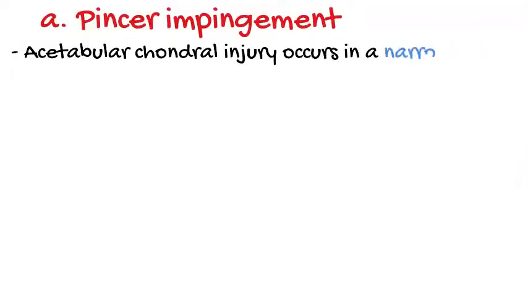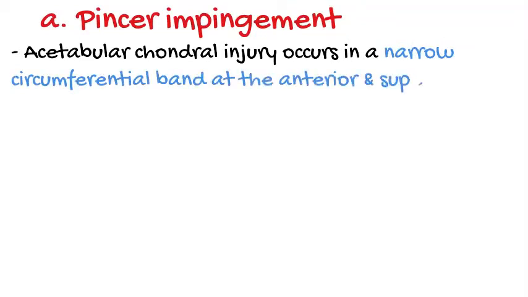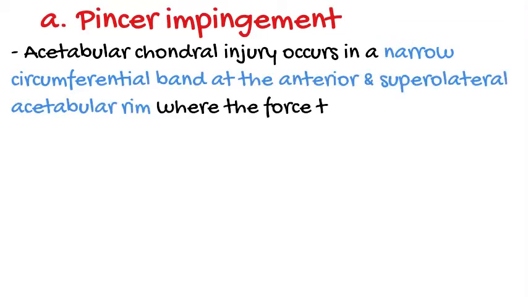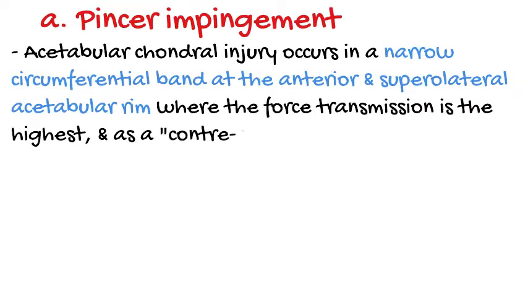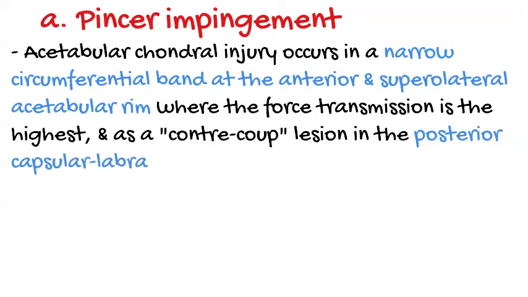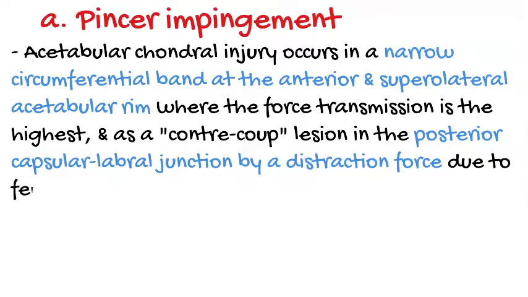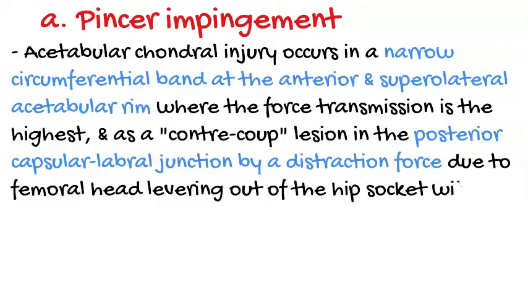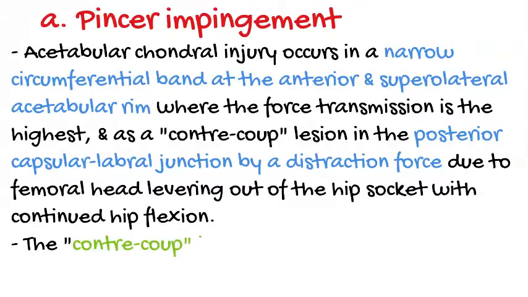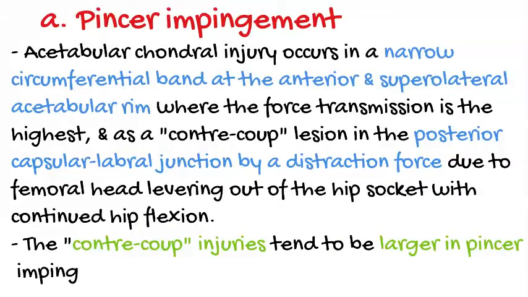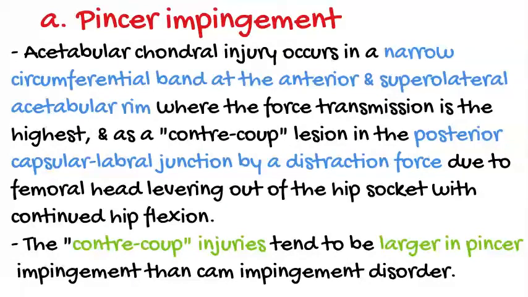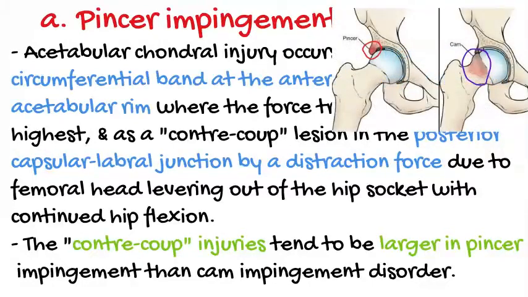Acetabulochondral injury occurs in a narrow circumferential band at the anterior and superolateral acetabular rim where the force transmission is the highest, and as a contrecoup lesion in the posterior capsular labral junction by a distraction force, due to the femoral head levering out of the hip socket with continued hip flexion. The contrecoup injuries tend to be larger in pincer impingement than in cam impingement disorder.